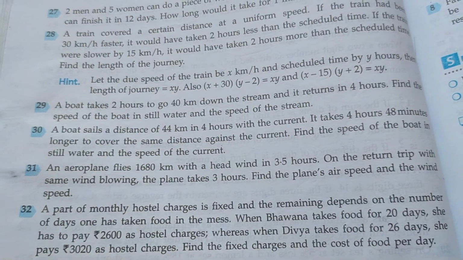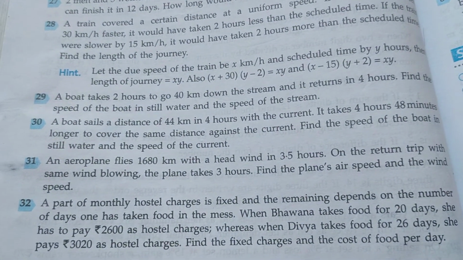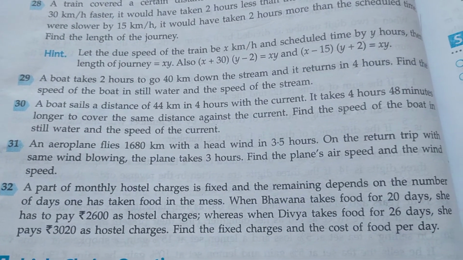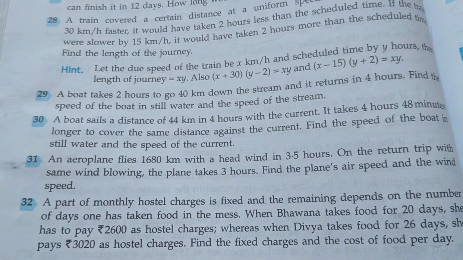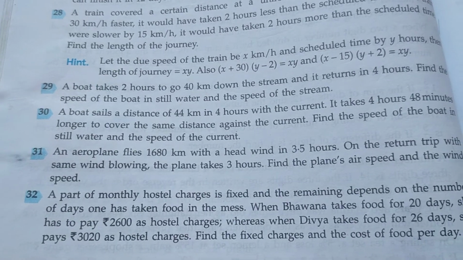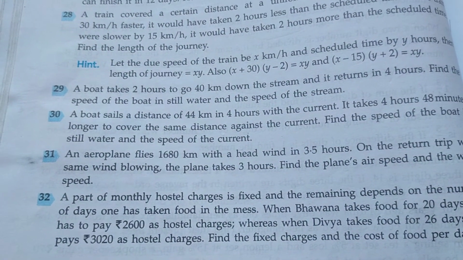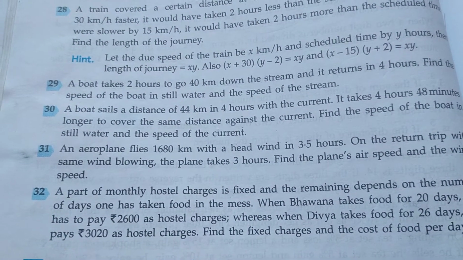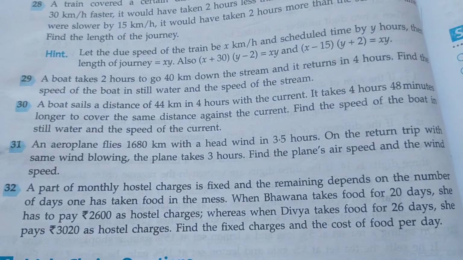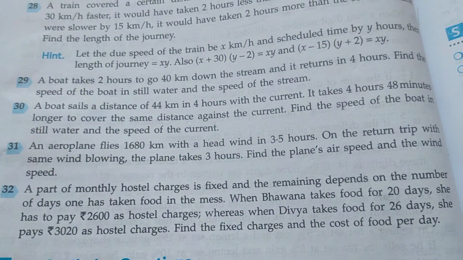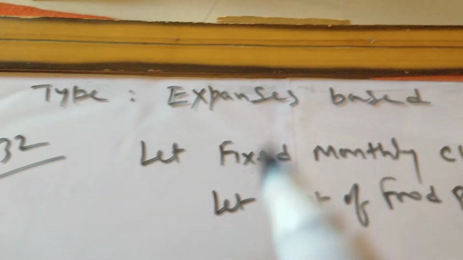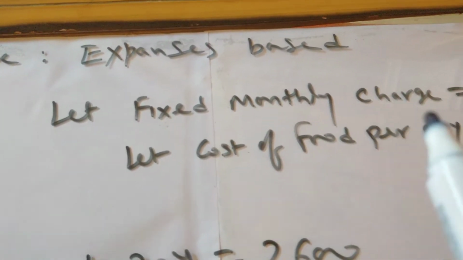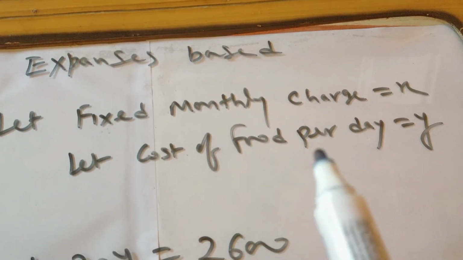But they have to pay different amounts. Bhavna is paying 2600 to the hostel in charge, and Diya is giving 3020 rupees to the hostel in charge. The question is, what is the fixed charge and the cost of food per day? That you have to see here. This is an expenses based question. Let the monthly charge be x and the cost of food per day be y.